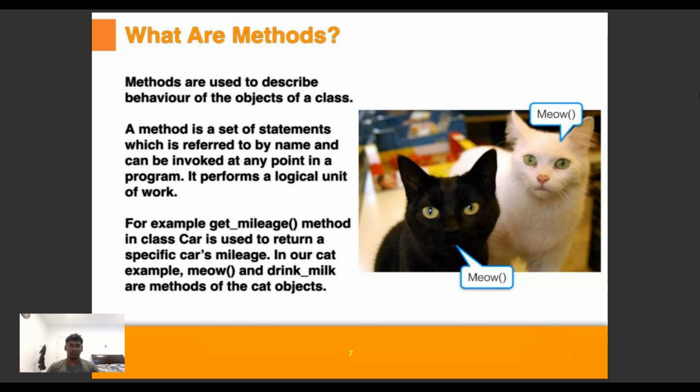What are methods? Methods are used to describe behavior of the objects of a class. A method is a set of statements which is referred to by name and can be invoked at any point in a program. It performs a logical unit of work. For example, the get_mileage method in class Car is used to return a specific car's mileage. In our Cat class, meow and drink_milk are methods of the cat objects.